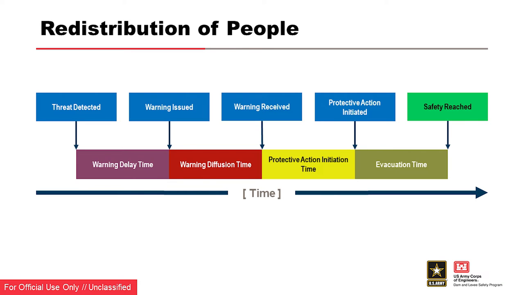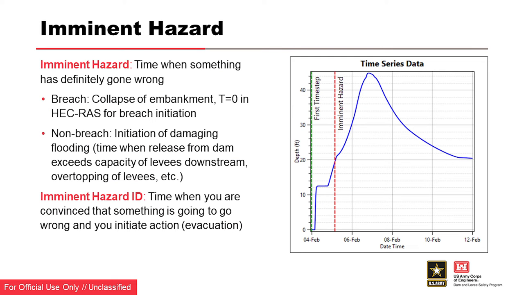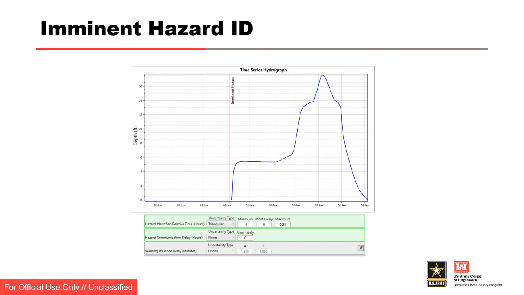This graph shows the redistribution of people. An imminent hazard is a time when something has definitely gone wrong. An imminent hazard ID is a time when you are convinced that something is going to go wrong and you initiate action, evacuation. This graph is an example of an imminent hazard ID.